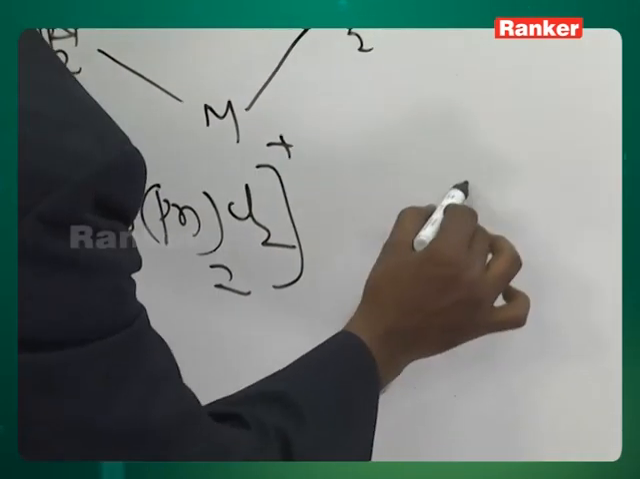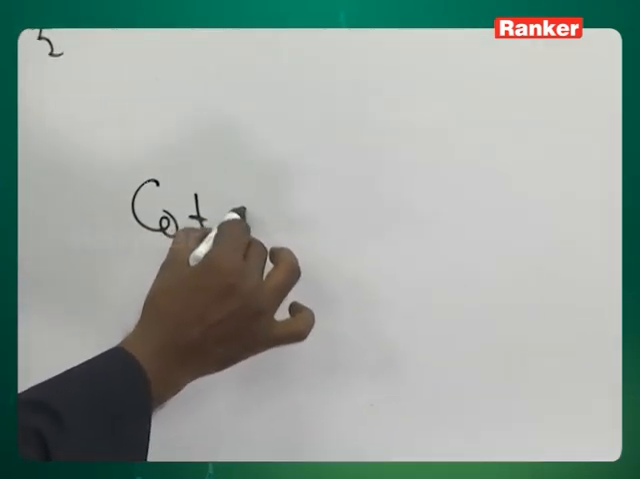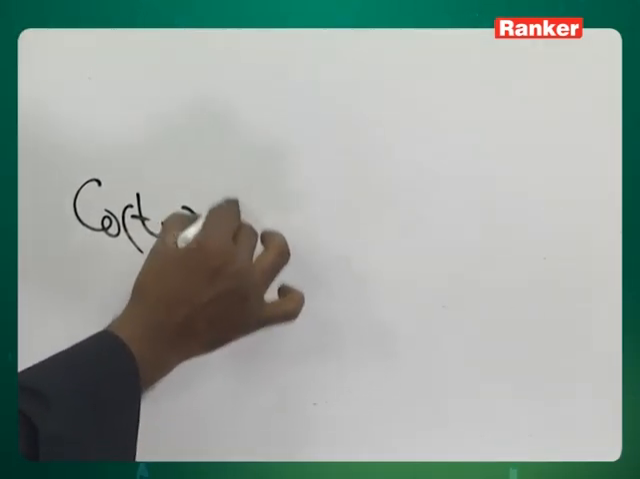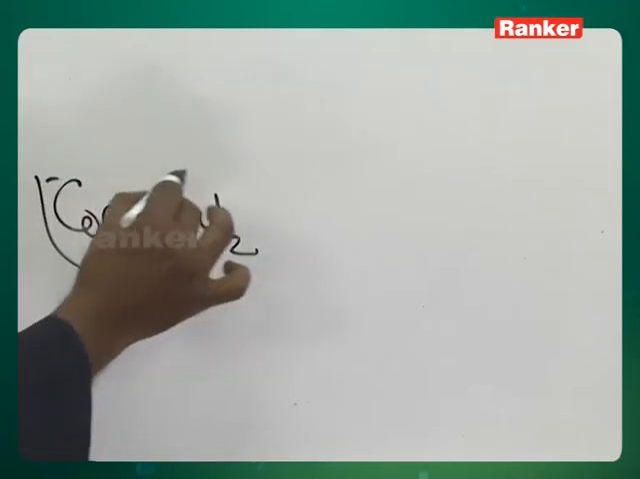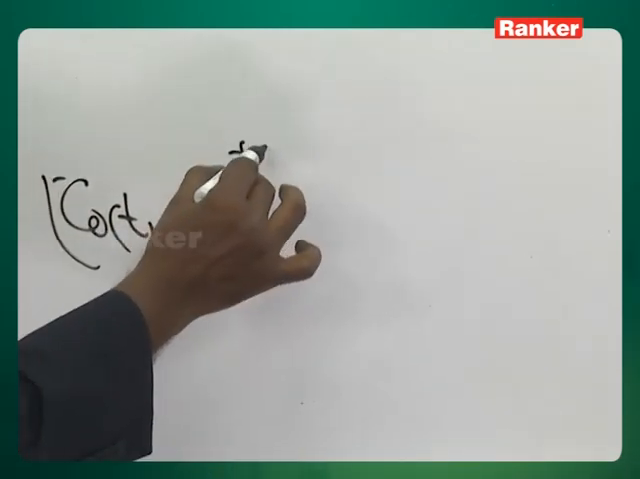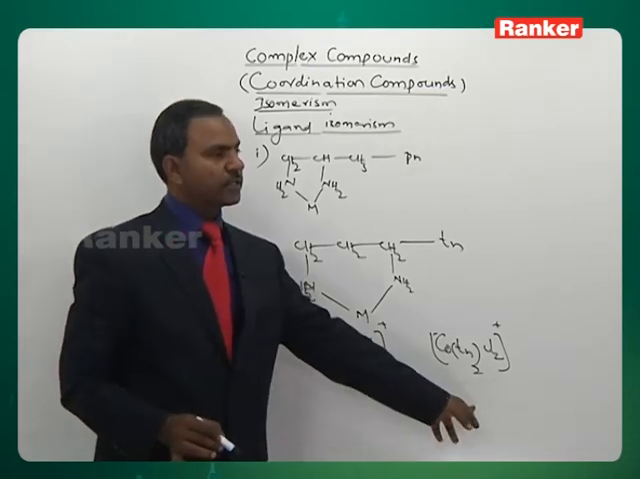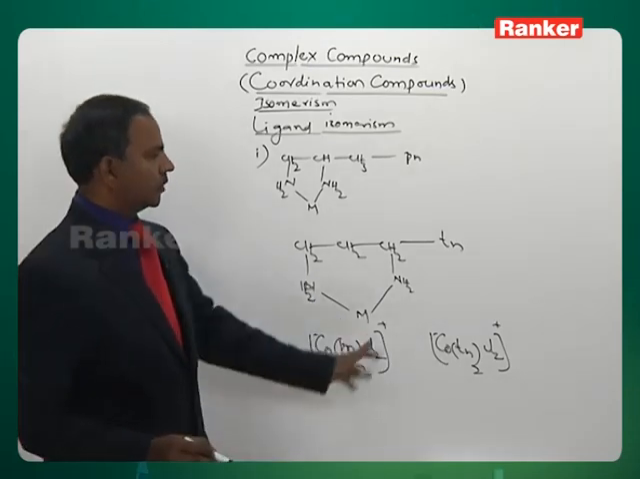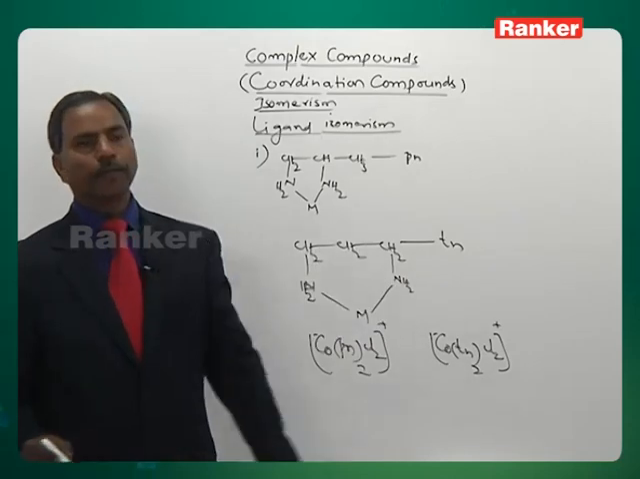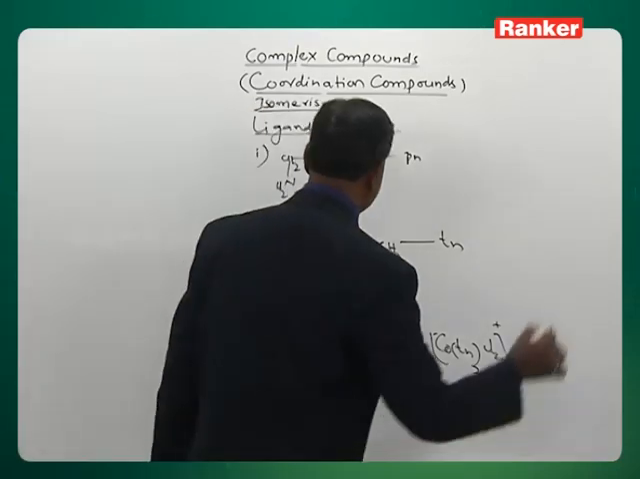Next, let me write Co(TN) taken twice, Cl2, and again plus 1. Let me show the structures of these two complexes. You can easily understand how they are actually ligand isomers of each other.